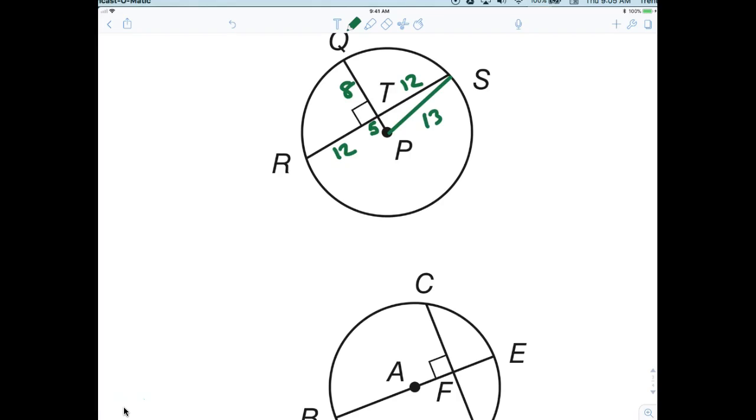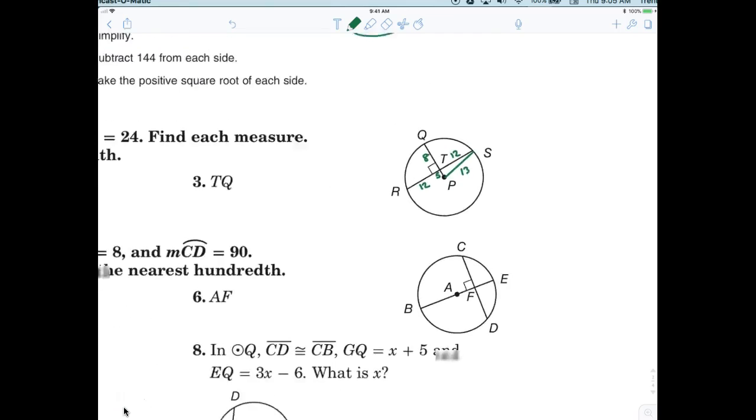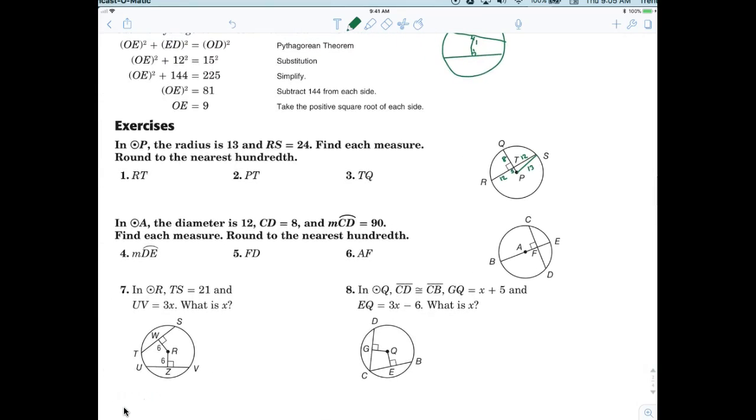So is 8 from the Pythagorean? No, 8 is from the fact that 8 plus 5 is 13, because that is a radius. Do you hear me? Did I answer the questions now? RT is 12, PT is 5, and TQ is 8. That's actually hard. That problem right there is hard, and that's very common on the SAT and on standardized tests.